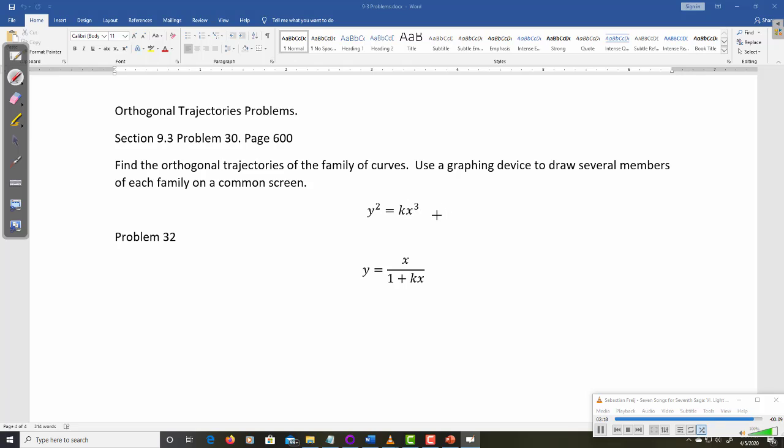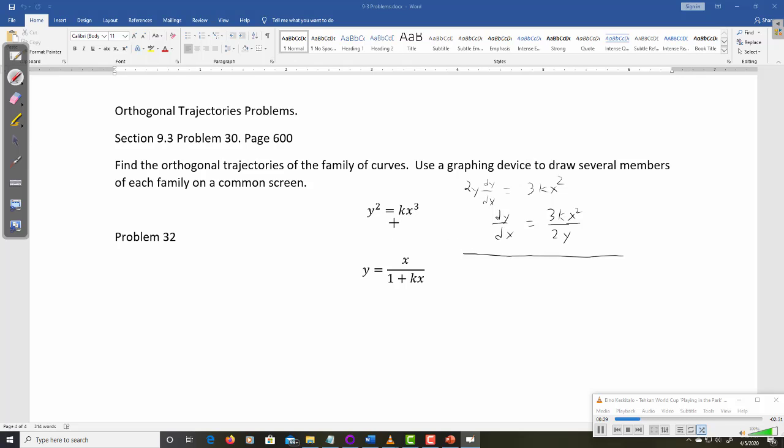y squared equals kx cubed. So let's see here. If I take the derivative of both sides, I would get 2y dy/dx equals 3kx squared. So then dy/dx is 3k x squared over 2y. So that's the derivative of our family of curves.